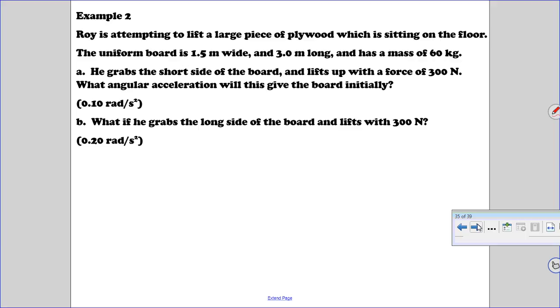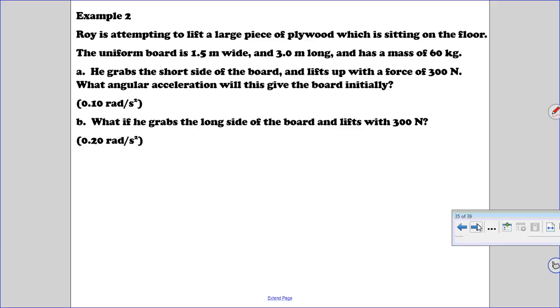All right, so the idea is you've got this piece of plywood sitting here. He's going to grab the short side of the board like this and lift it. So he's causing it to rotate, right? Does that make sense? Now there are 2 forces on the plywood. What are the 2 forces? Good, gravity and him. So his force we know is 300 newtons. What would my lever arm be? What's the length of my lever arm? 3 meters, right? Because he's grabbing the short side of the board, so that means that this distance to the pivot point is 3 meters.